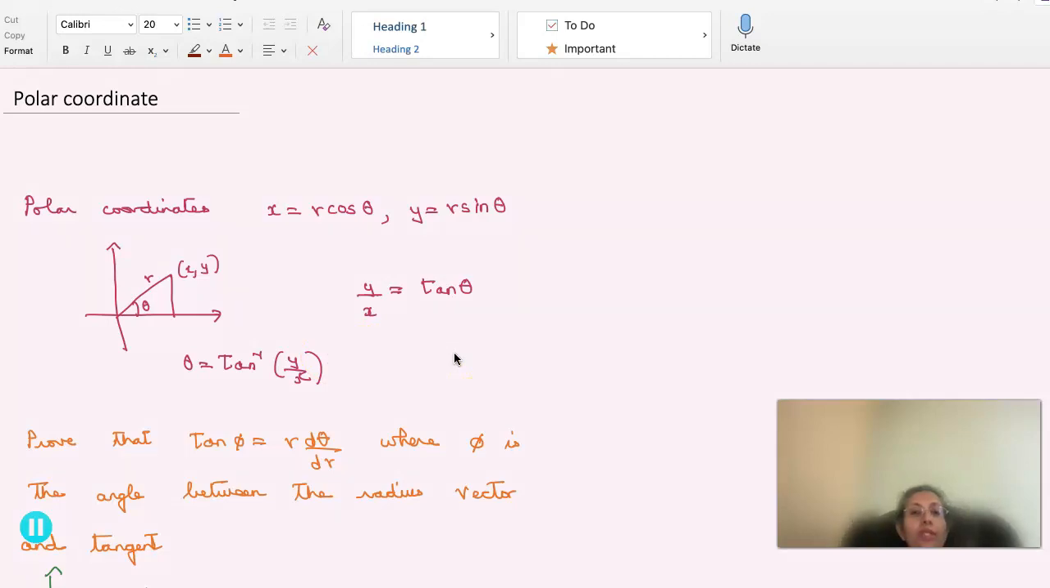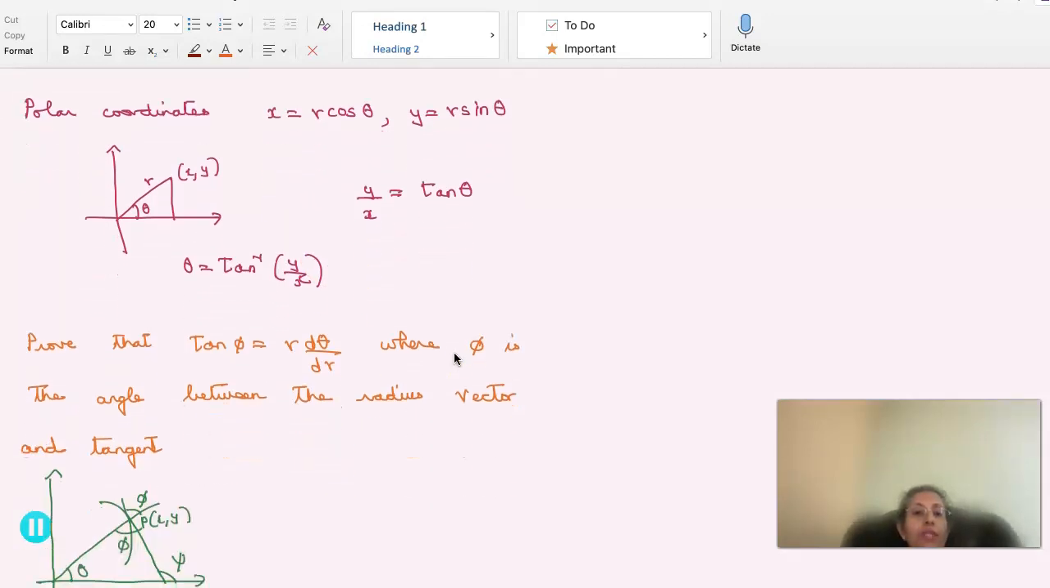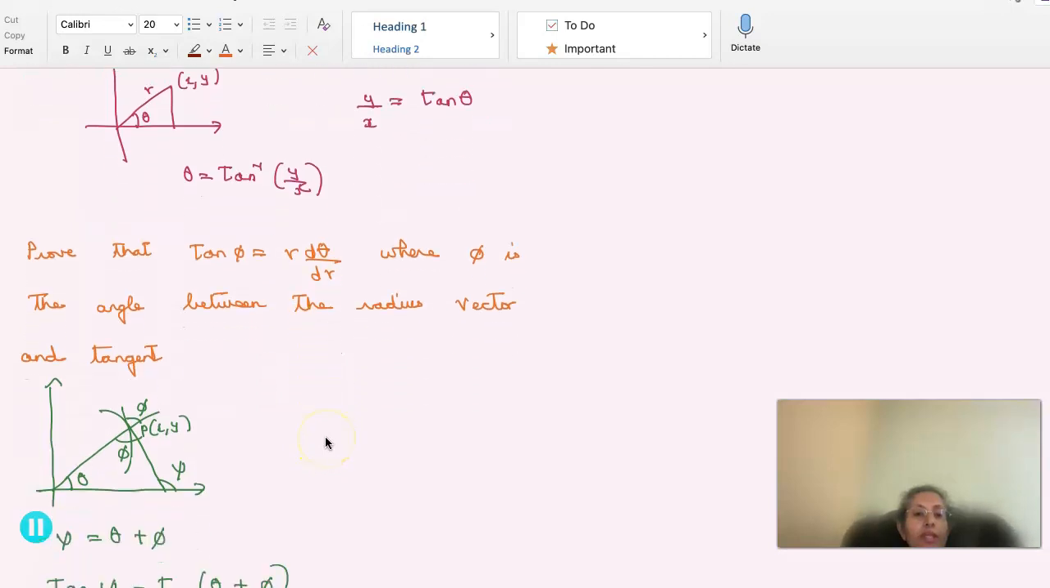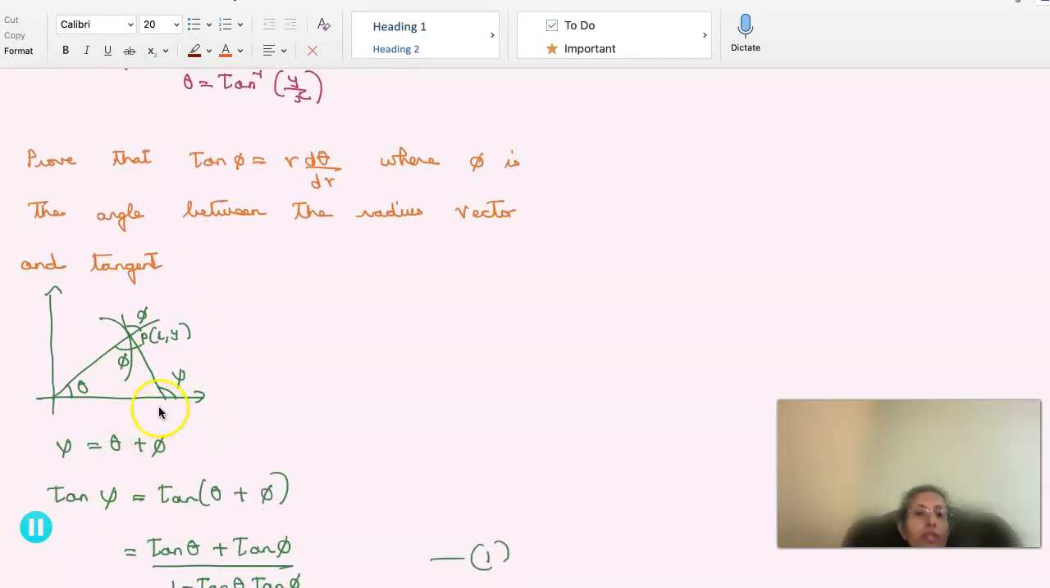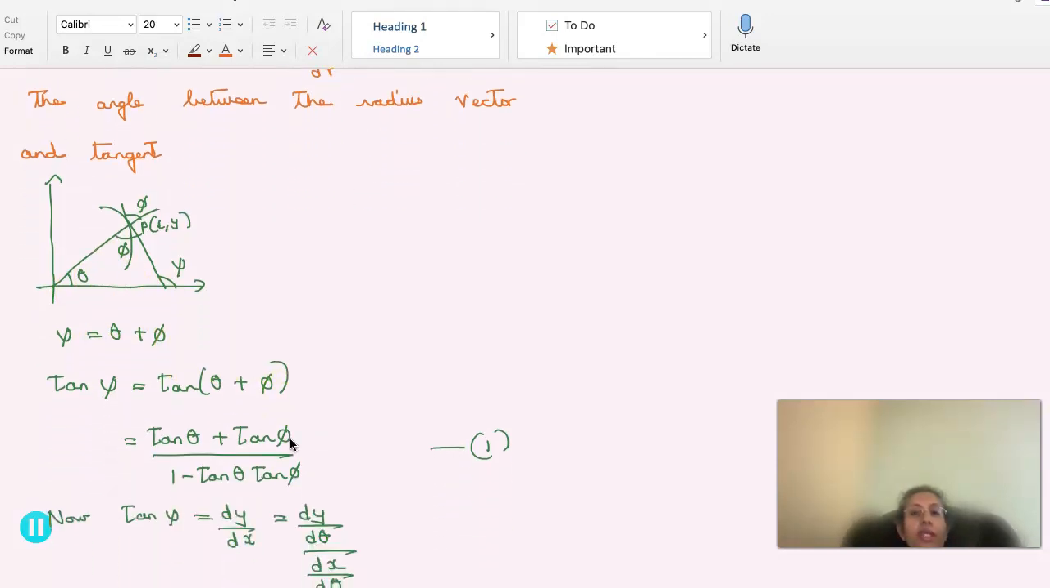Now there are some basic rules and formulas that you need to know. Prove that tan phi equal to r d theta by dr, where phi is the angle between the radius vector and the tangent. We have just drawn this figure here. You have phi is the angle, this is a radius vector and this is a tangent to the curve, and this is theta and this is psi. Using exterior angle of a triangle equal to sum of the interior opposite angles, psi will be theta plus phi, and applying tan to both sides, tan psi equal to tan of theta plus phi. Now tan of a plus b, you know, is tan a plus tan b by 1 minus tan a tan b. So this becomes equal to tan theta plus tan phi by 1 minus tan theta tan phi.